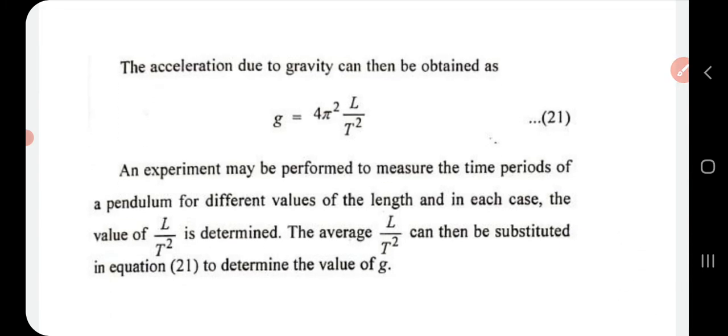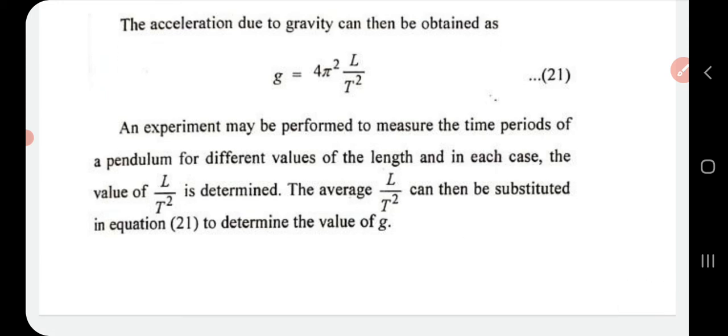And so an experiment can be performed to measure the time period of a simple pendulum for different values of length, and in each case you calculate the value of l by T square. Using the average value of l by T square, you can substitute it in equation 21 to get the value of acceleration due to gravity g, which is what you have done in the lab in the case of the simple pendulum. Similar is the experiment you have done in the lab for the compound pendulum, right? Similar is the experiment for the simple pendulum also.